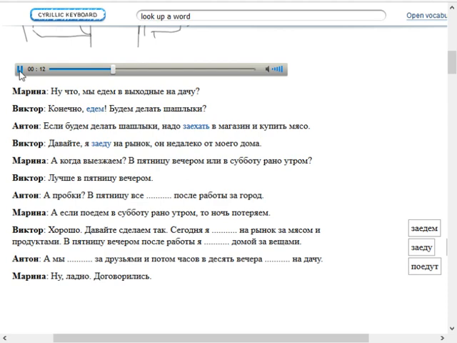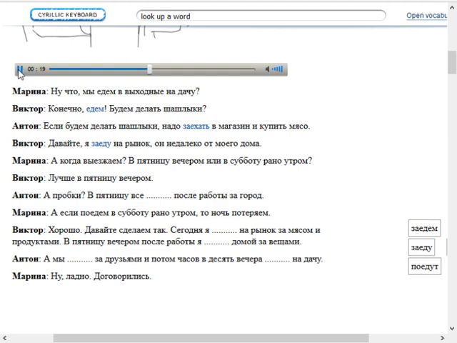А когда выезжаем? В пятницу вечером или в субботу рано утром? And when выезжаем, and when are we driving out? So вы, you might recall, means to go out from. So I guess they're saying, when do we head out? When do we drive out? В пятницу вечером, on Friday night, или в субботу рано утром, or Saturday early in the morning. Лучше в пятницу вечером. Better on Friday night.